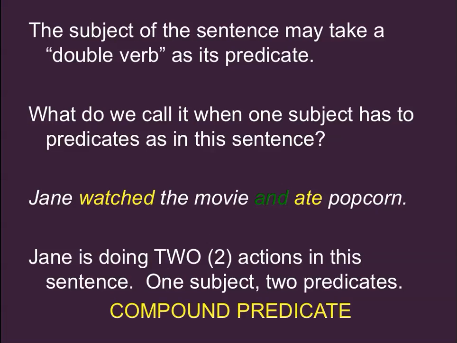Okay, the next one. The subject of the sentence may take a double verb as its predicate. The next thing in the question was, what do we call it when one subject has two predicates, as in this sentence? Notice my typo. It's supposed to say two. Here's my sentence example. Jane watched the movie and ate popcorn. Two predicates, one subject, compound predicate.